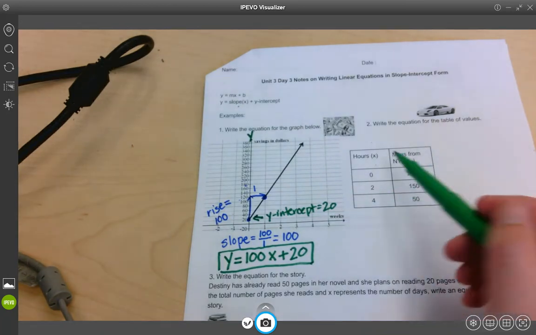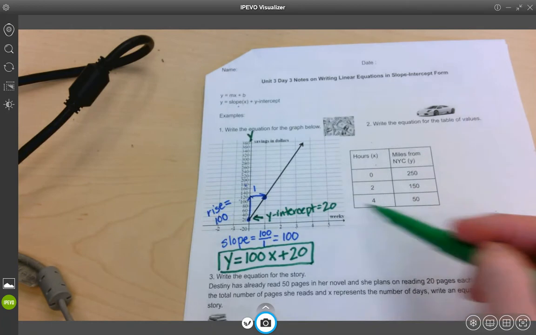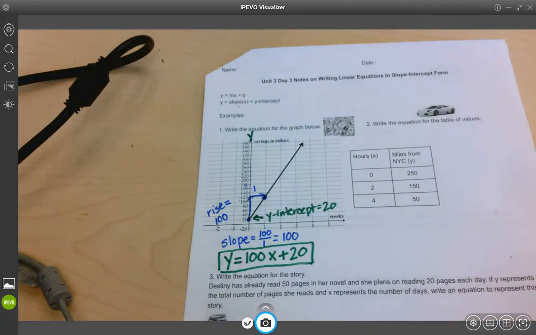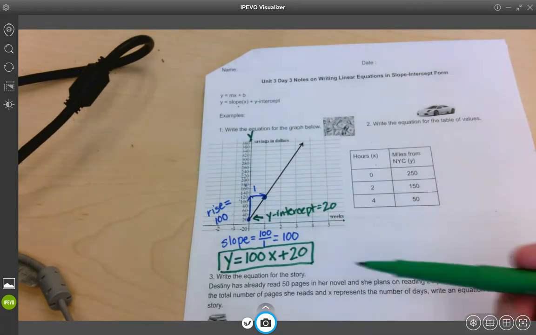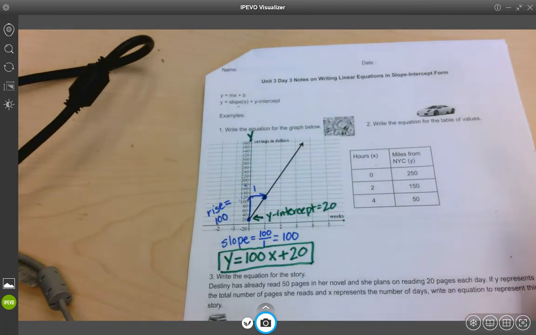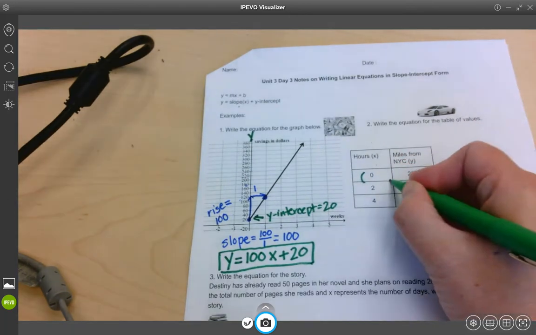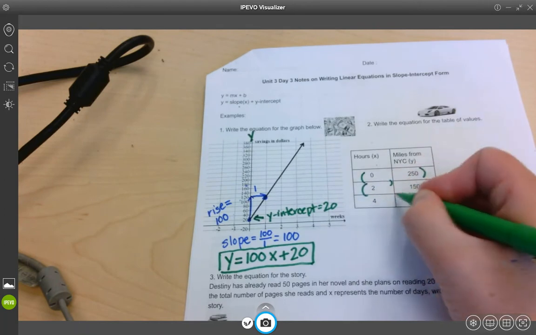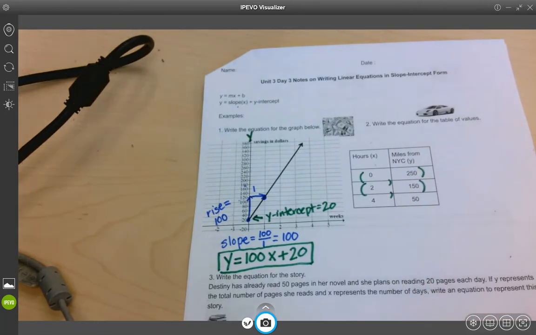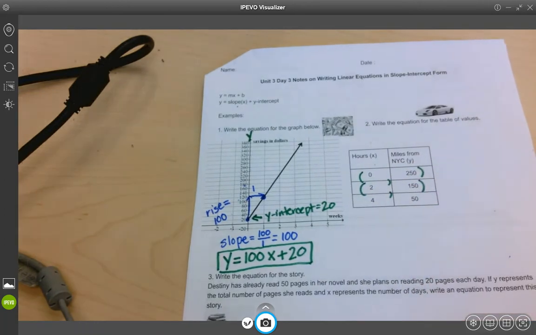Yep. All right, we're going to write an equation for a table of values. Remember, you could graph the table of values if you had a really big piece of graph paper, and then you could use the same method. But we still just need the slope and the y-intercept. So to find the slope, we're going to imagine these to be 2 points. And you could use any 2 points, but I'd usually just pick the first 2 because it's simplest.